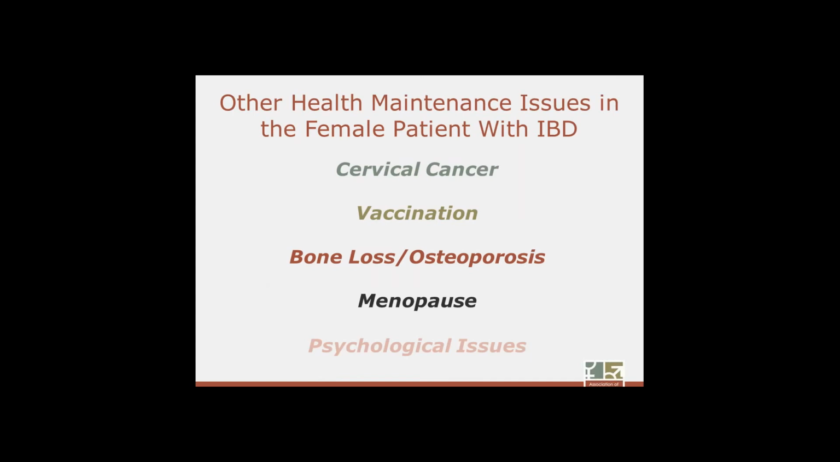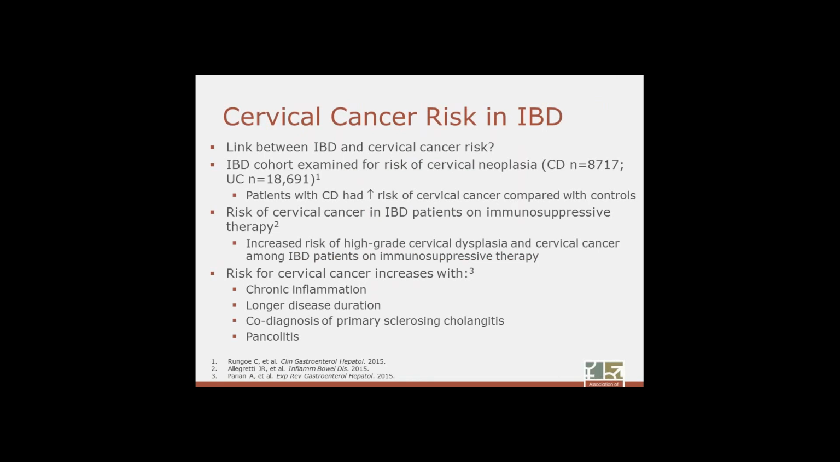We have covered a number of important aspects specific to the care of the female patient with IBD, but there are several other important issues such as cervical cancer prevention, vaccination considerations, bone loss and osteoporosis, menopause, and psychological issues. It is somewhat unclear whether there is a link between IBD and vulnerability to cervical cancer. A national cohort of women diagnosed with Crohn's disease and ulcerative colitis were examined for the risk of cervical neoplasia. Patients with Crohn's disease had an increased risk of cervical cancer compared with controls.